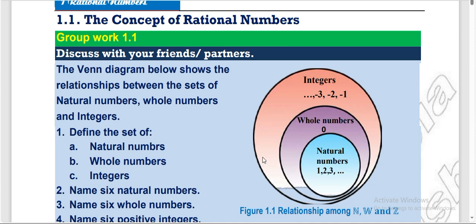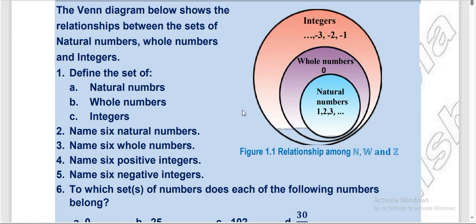Second, you should talk about whole numbers and integer numbers. The natural numbers are a subset of the whole numbers, and whole numbers are a subset of integer numbers, as you see from this Venn diagram, which means that the integers consist of whole numbers and natural numbers. Give some examples, four or six examples, of natural numbers.